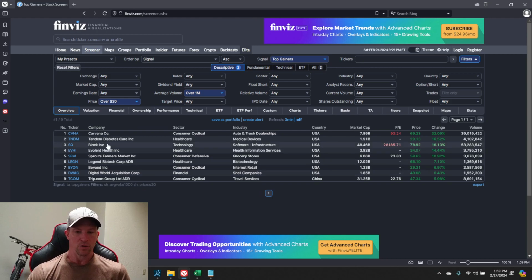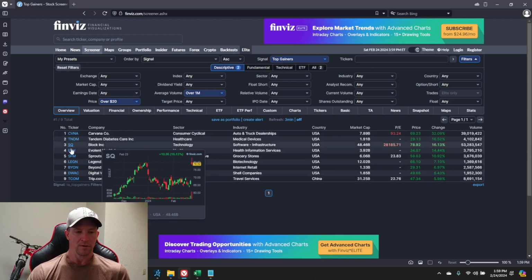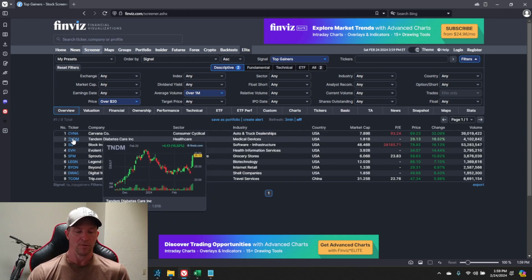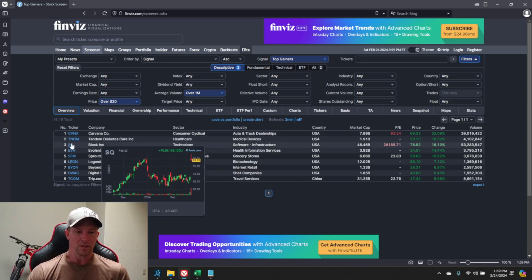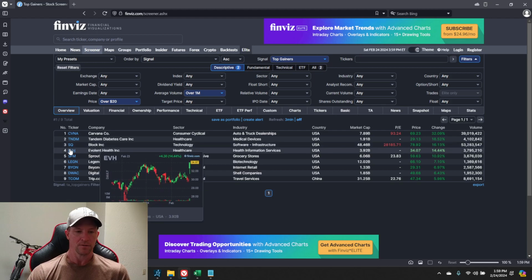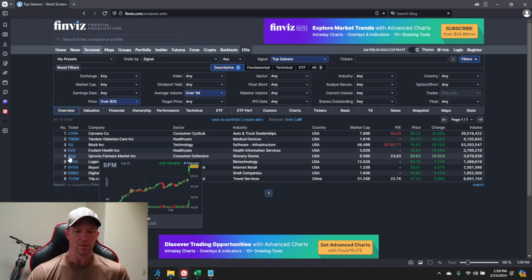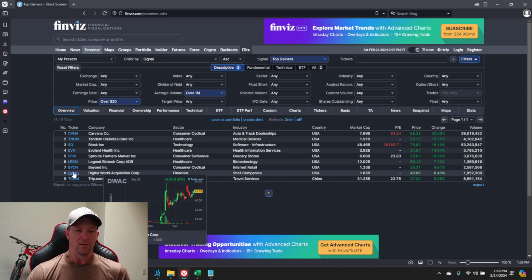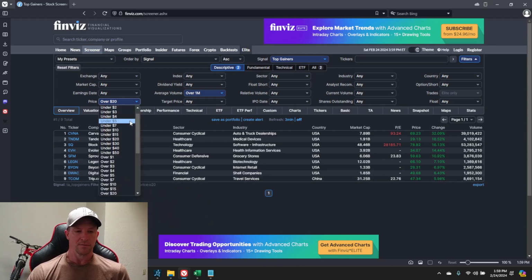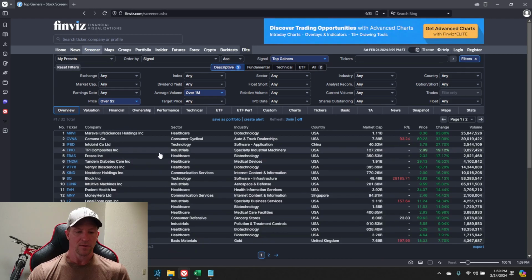That trims it down pretty well. That gives you kind of a nice easy list. I mean, Carvana, that's a big gap up, but it even gives you the little charts, which is really nice. But it's free. If you want a little bit more, you can zoom it out a bit.